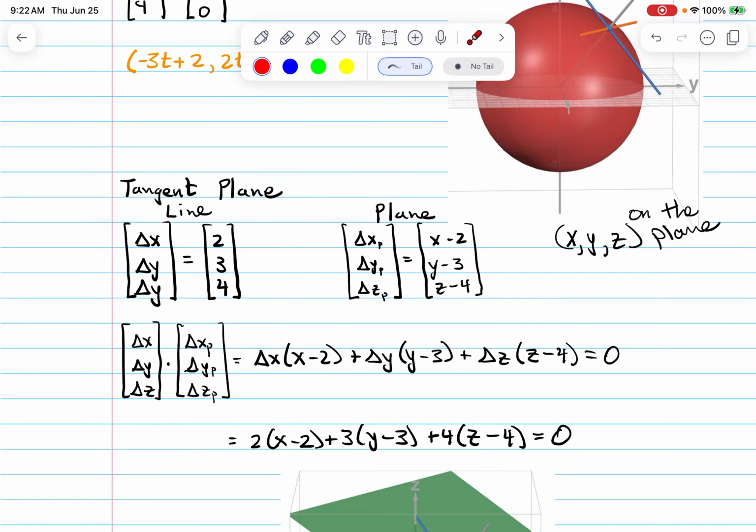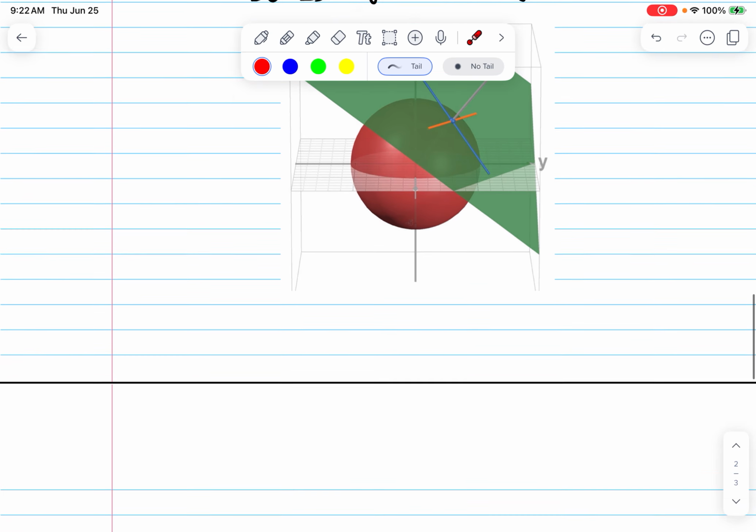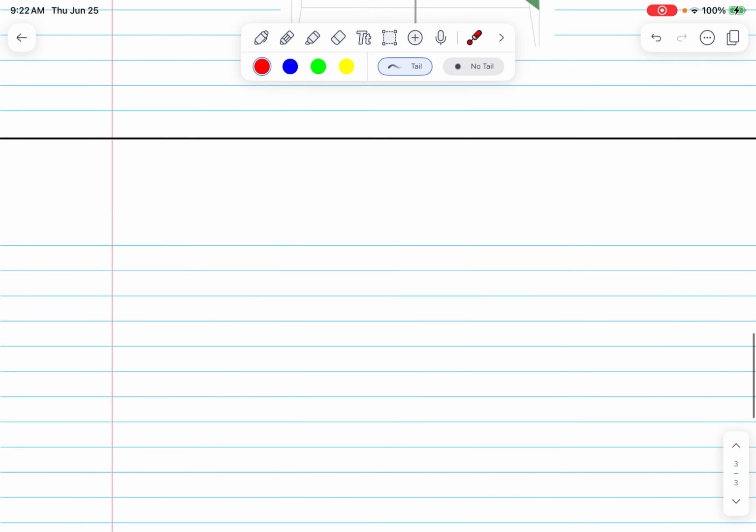And if you graph that with the sphere, what you're going to get is this green plane. And notice how the blue and the orange are both on that plane. That's what we call the tangent plane. So let's look at this. Let's look at this again.